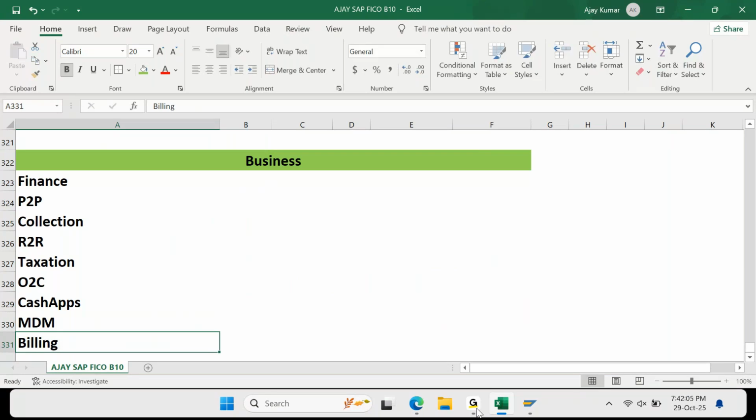Now, all these are business processes within finance and accounting, from a company point of view, yes. Right? Now, tomorrow, when you become a consultant, you'll have to talk to all this.